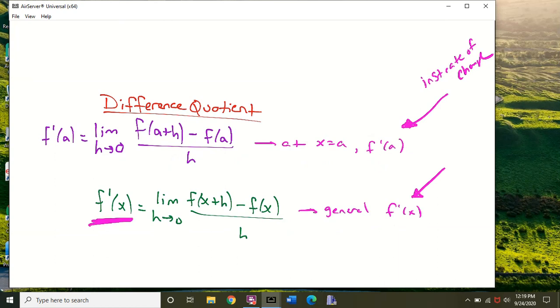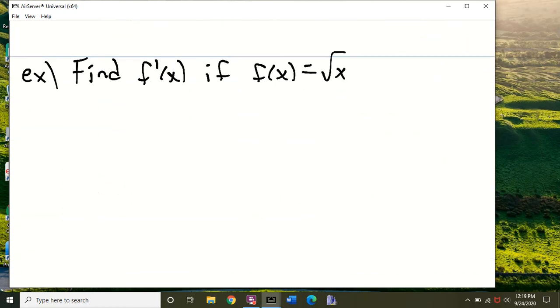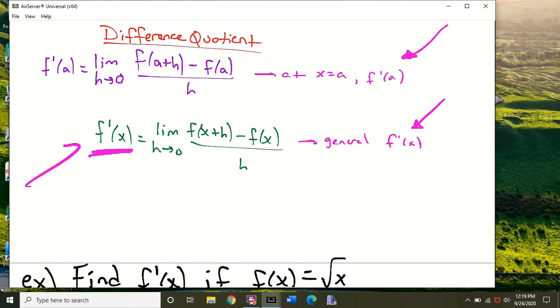Okay, so again, let's just practice taking a couple of derivatives using this. In terms of your homework, I really don't care which form you use. That's completely up to you. You just have to be aware of these things. All right, so here we want f prime of x if f of x is the square root of x. So we're taking the general derivative. We're going to be using this form right here. We just want f prime of x.